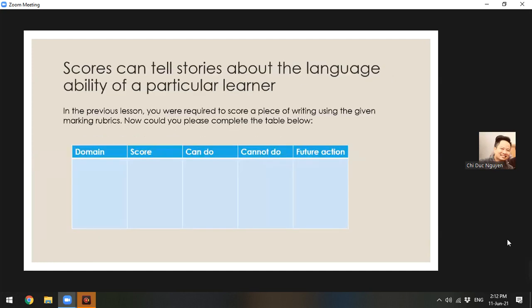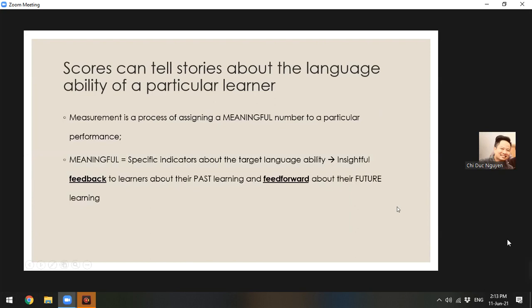And you have learned about the marking rubric already, and by the marking rubric, we can know what the student can do, what they cannot do now, and what might be the future action that we can take with a particular learner. Okay.